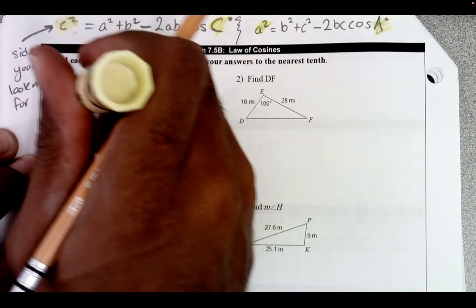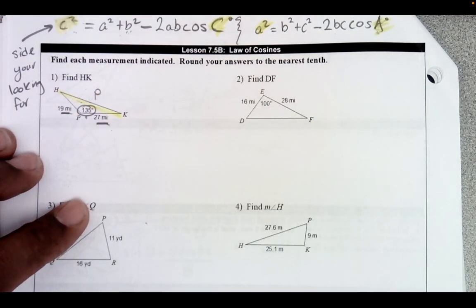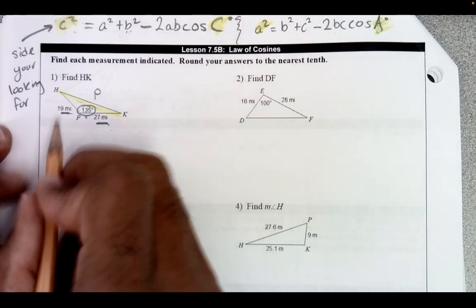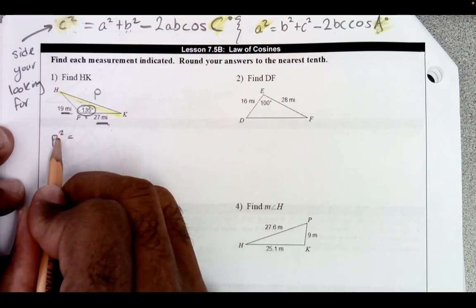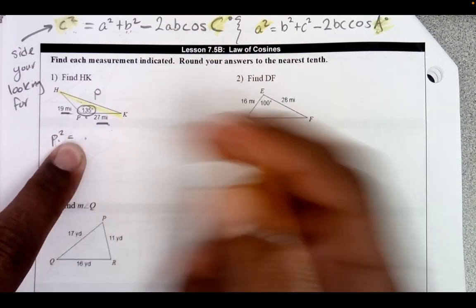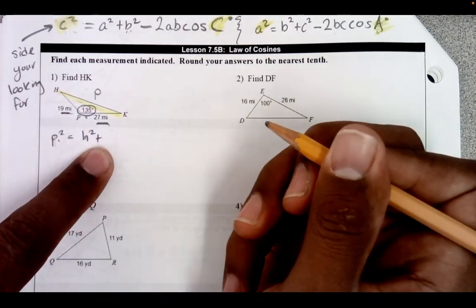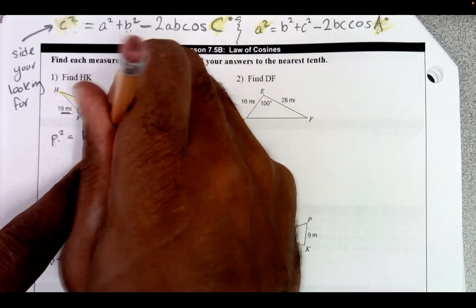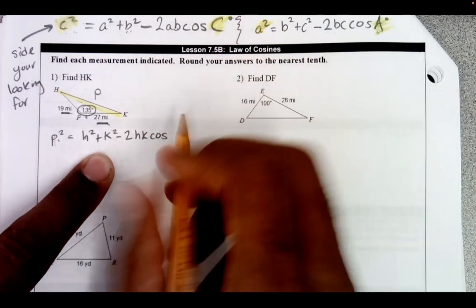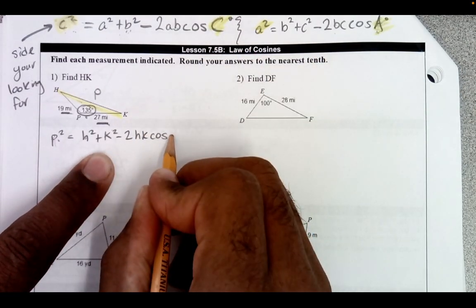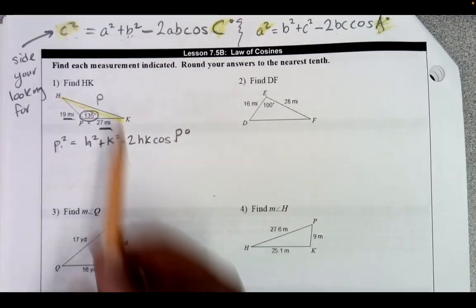So we're looking for this side, which we can call little p. So whatever you're looking for, that's what you start with. So p squared goes on this side. Okay, if p squared goes here, what do you think I would put over here? H squared plus, what's the other side? K squared. Okay, so then minus 2 times h times k times the cosine of, what would go here? All right, the angle p. Okay, because again, it's the one that's across from it.